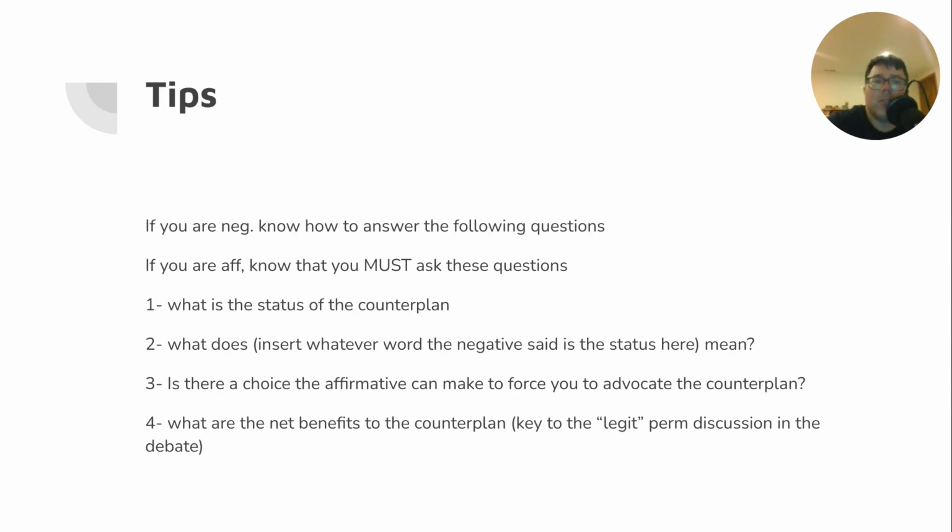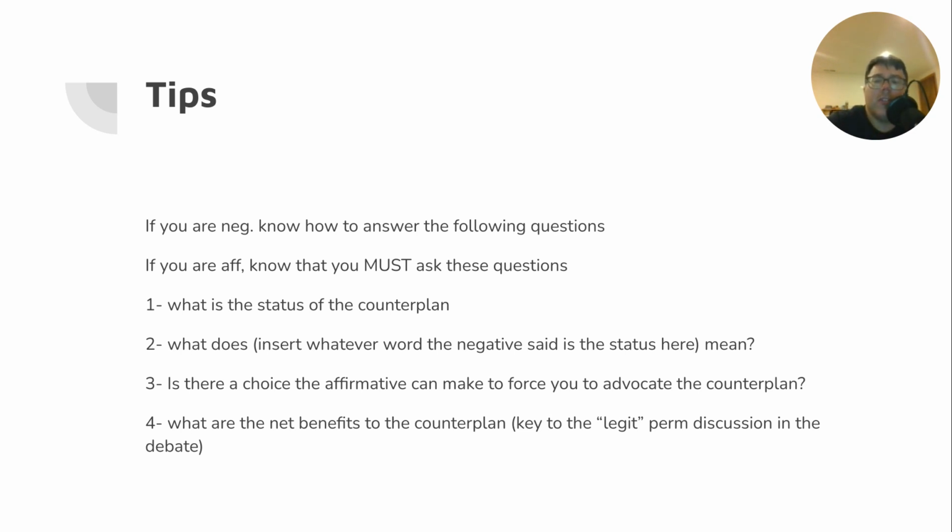Here are some tips about some counterplans. The first is, if you are neg, you must know the answer to the following questions, and if you are af, you should be asking these questions. 1, what is the status of the counterplan? We've already discussed this. Are you unconditional, dispositional, or conditional? 2, what does whatever word the negative said the status is mean? So they'll say it's quasi-conditional, and you're like, what does quasi-conditional mean? You want to ask that pretty much every time so that you are for sure positive as to whether they are going to be going for the counterplan in the 2NR or not.